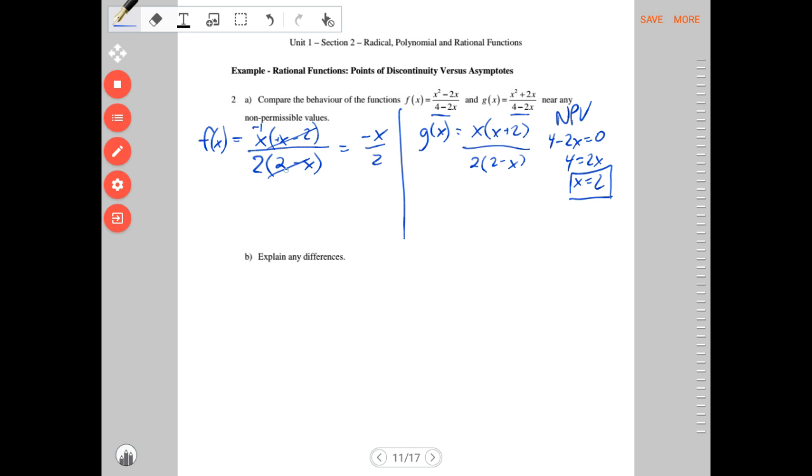So here, in f of x, the factor canceled, so we're going to have a point of discontinuity at x equals 2. Again, to figure out the y-coordinate of that, we just substitute the x value in the simplified expression. So negative 2 divided by 2, y equals negative 1. So our point of discontinuity is at 2, negative 1. For g of x, nothing canceled off, so x equals 2 is going to be a vertical asymptote.